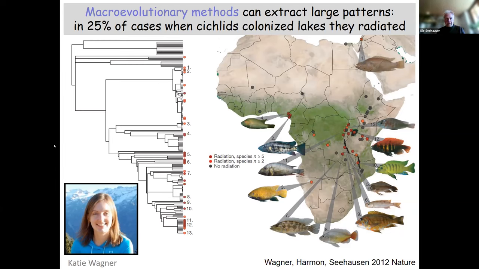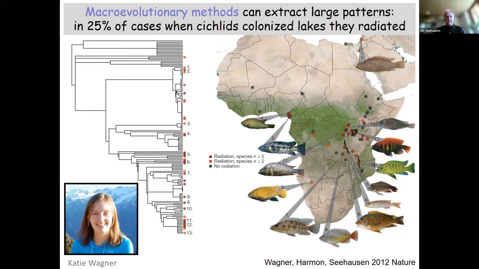So here, this was work done by my postdoc back then, Katie Wagner, who's now a professor at Wyoming. We assembled a large phylogeny in which every colonization of a lake in Africa was retained. So all the lineages in rivers were pruned from this tree. And so every tip is a colonization of a lake. And then these colored dots show you whether they have speciated in the lake into at least two endemic species, and sometimes several hundred. And so this happened in many places across Africa.